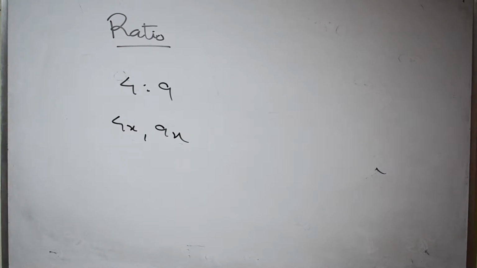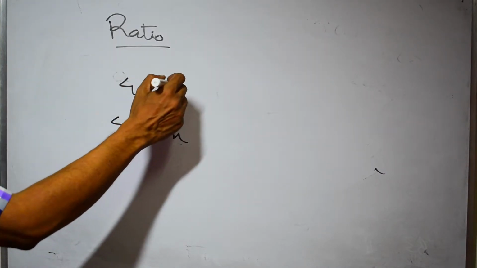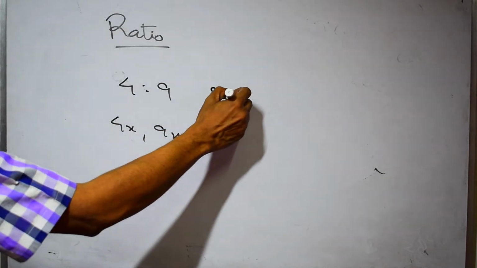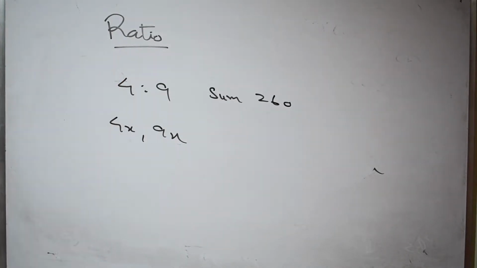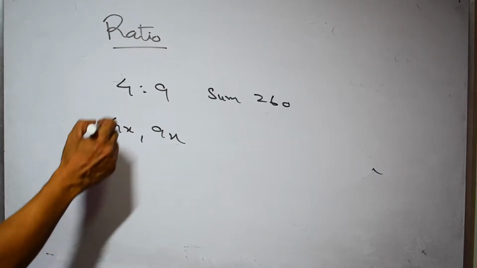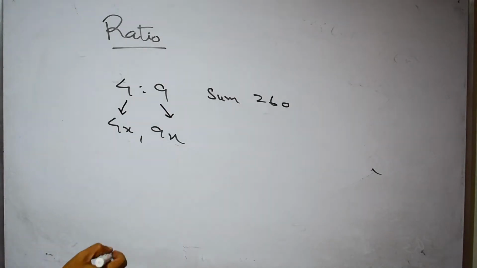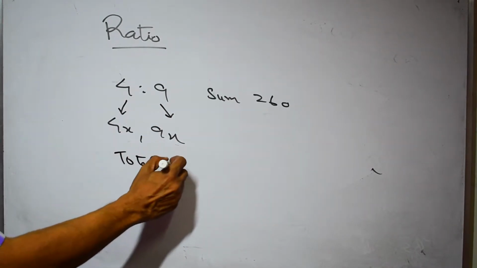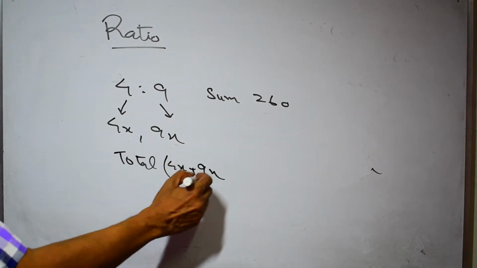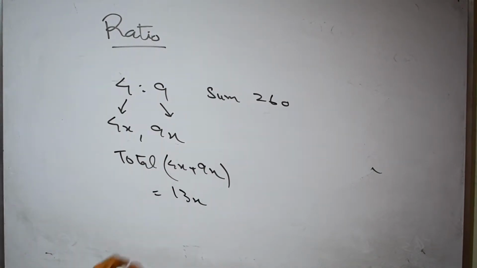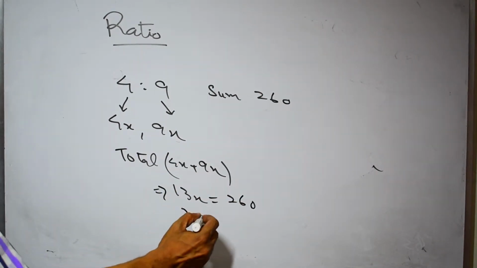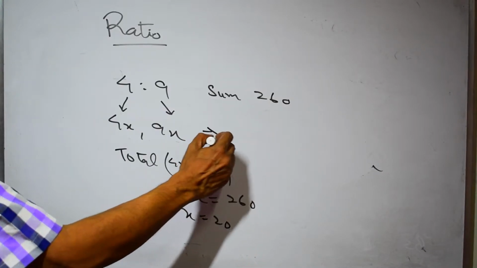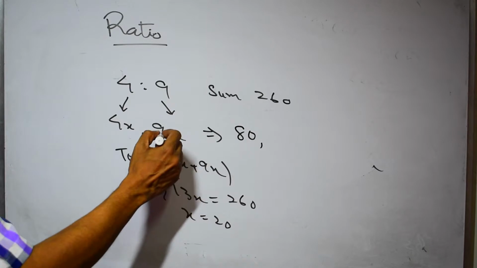Sometimes it is given like: two numbers are in the ratio 4:9 such that their sum is 260. So find the numbers. A very simple task. We take the first number as 4x and the next number as 9x, and the sum is 4x plus 9x, taking x as the common number, and that is 13x. But 13x should be 260. Therefore our x will be 20. So if x is 20, the actual numbers are 4x, that is 80, and 9x, that is 180.